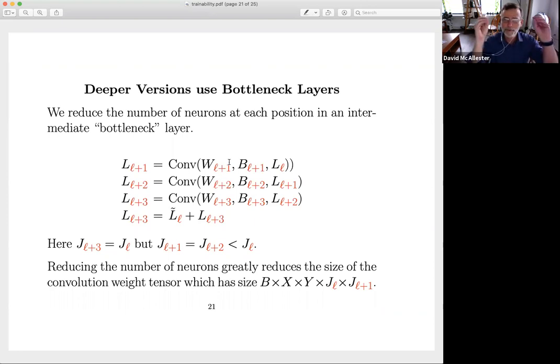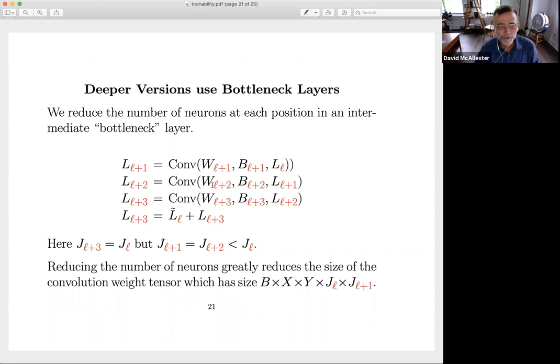So there's some number of neurons being used at the input layer, typically a fairly large number of neurons. In a bottleneck layer, you put that through a convolution that reduces the number of neurons. Remember that the weight matrix used in the convolution is defining the neurons at each spatial location, and the number of neurons at a given spatial location can be larger or smaller than the number of neurons at a spatial location in the input. Those are just two different indices, which can have two different dimensions in the weight tensor.